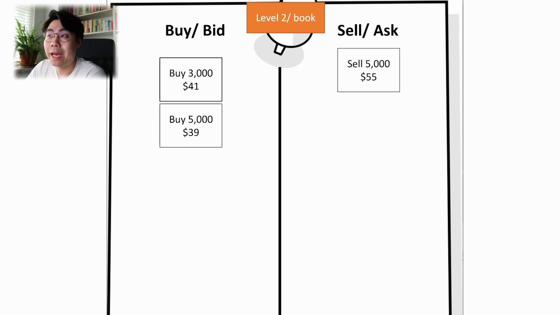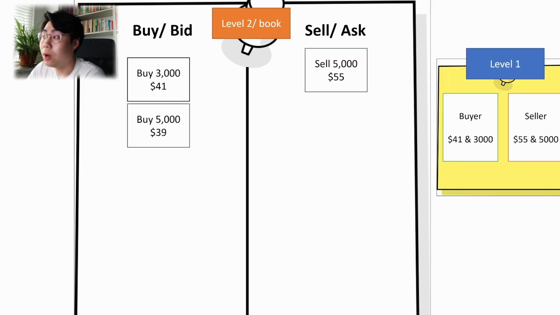From level 2, you can actually derive something called level 1. This is an abbreviation in terms of information. It only shows the highest priority for both the bid and the ask. So in this case, we can see for the buyer it's $41 for 3,000 shares, and for the seller it's $55 for 5,000 shares. If you hear people talk about wanting to see the quotation for the stock, usually what they want to see is the level 1. Okay, so let's continue.